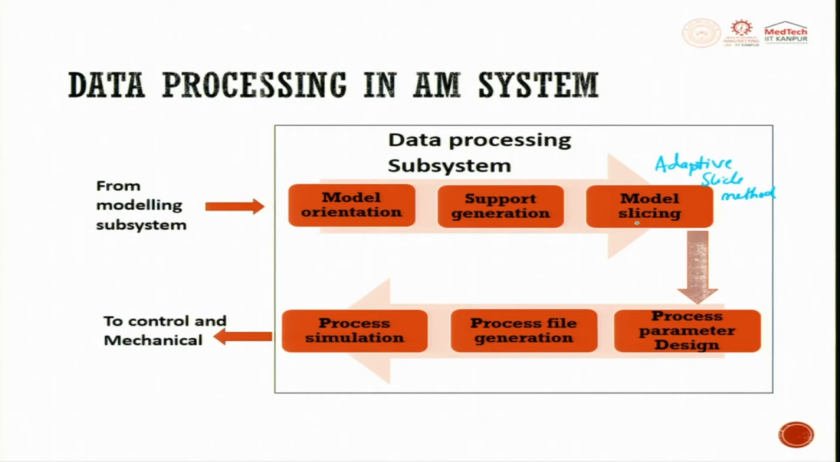From the model slicing, you have sliced only one layer. Now in that layer, how are we going to fill up details? That is called process parameter design. Then process file generation. After you do the process generation, you have a process file which does switch on, switch off, and then you do a simulation. So these are the steps involved in data processing in additive manufacturing.